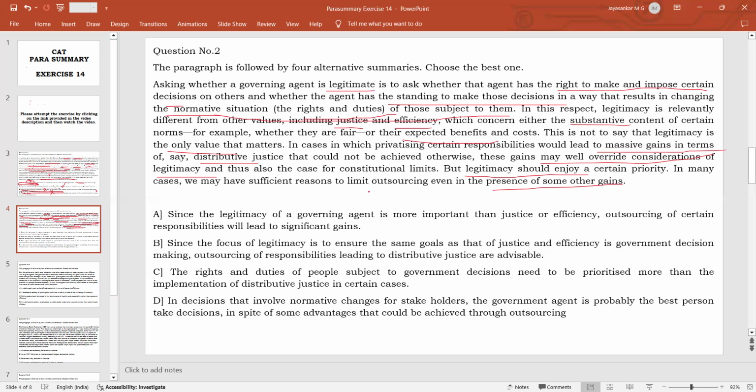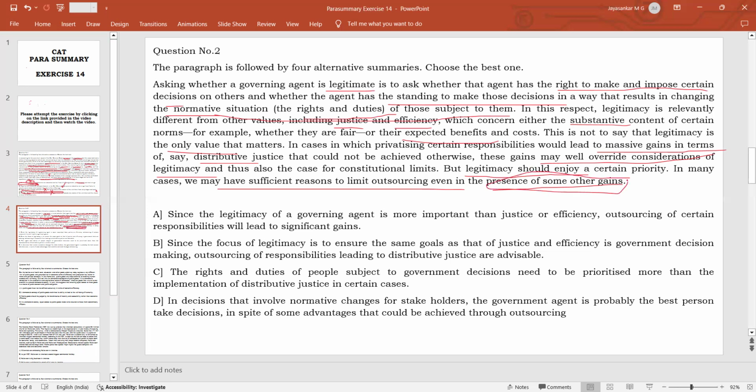Means in the presence of that limit, we may have sufficient reasons to limit outsourcing. So when you're talking about justice and efficiency, if outsourced decision makers can achieve the objectives of justice and efficiency in a very good manner, then in such cases outsourcing can be done. But in other cases, the priority should be given to legitimacy, and there should be sufficient reasons to limit outsourcing, even though some other gains are there which can be achieved through outsourcing.